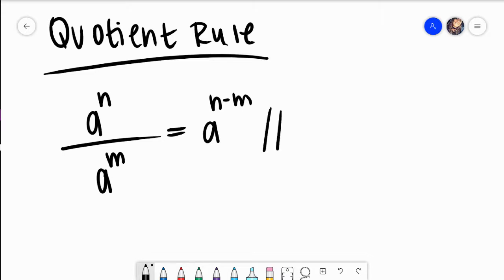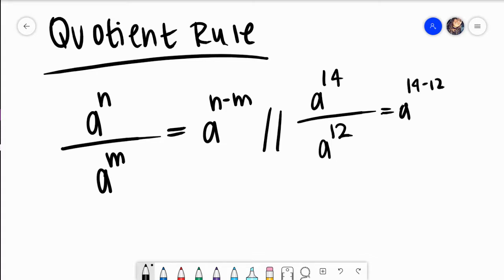Okay, so an example of this would be if we have a to the 14th power over a to the 12th power. Keep and subtract, and we get a squared.